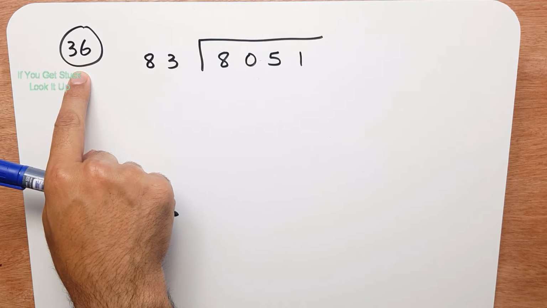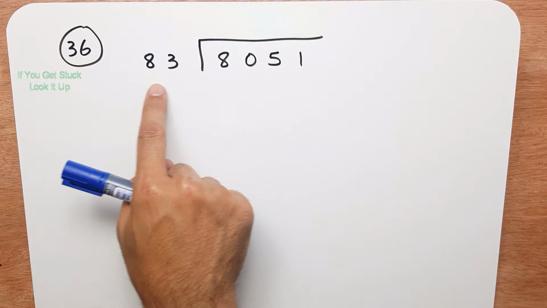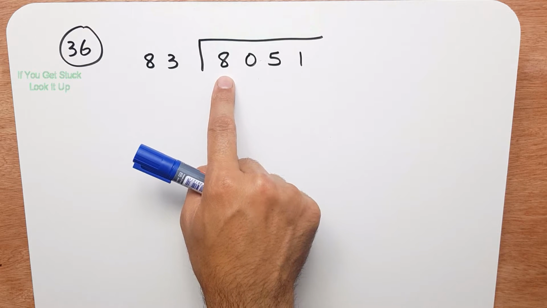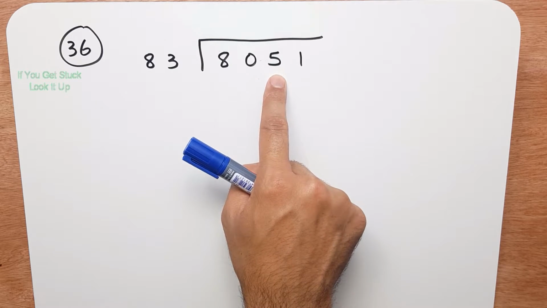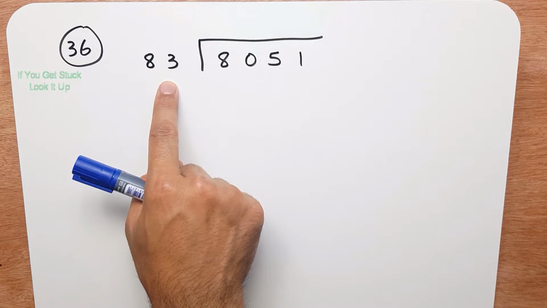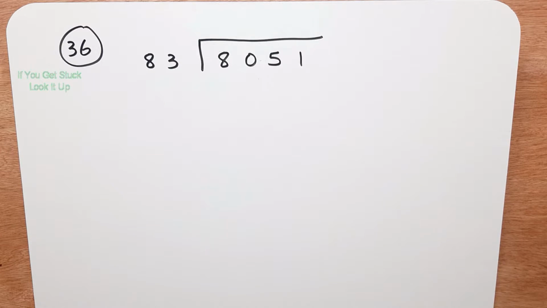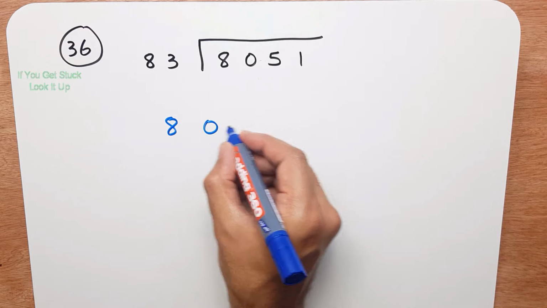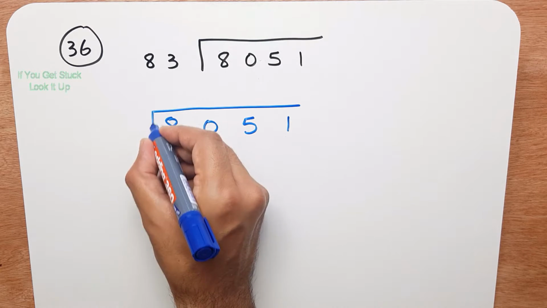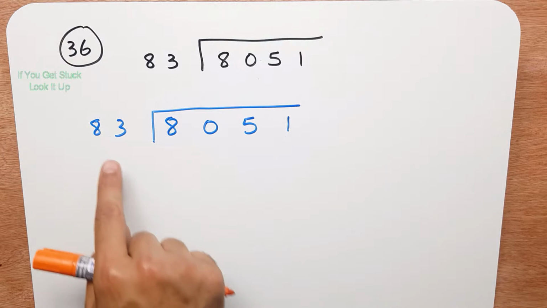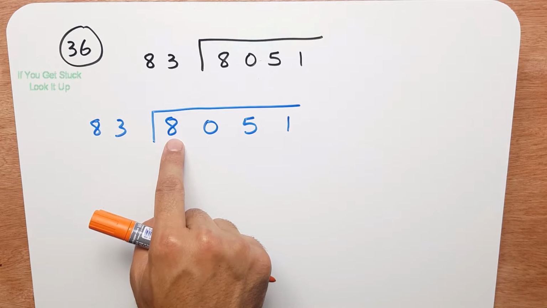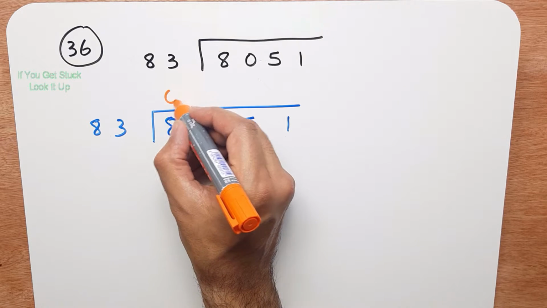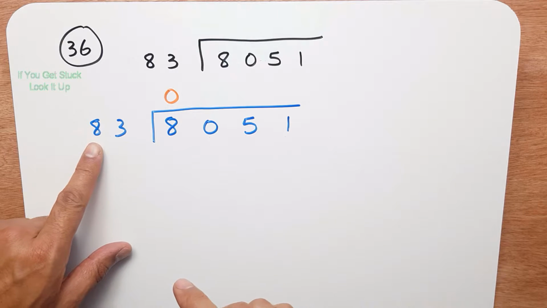In question 36, we're given this calculation to do. So it's 8,051 divided by 83. Now let me write this down here. How many 83s are there in 8? 0. So what's the next step?